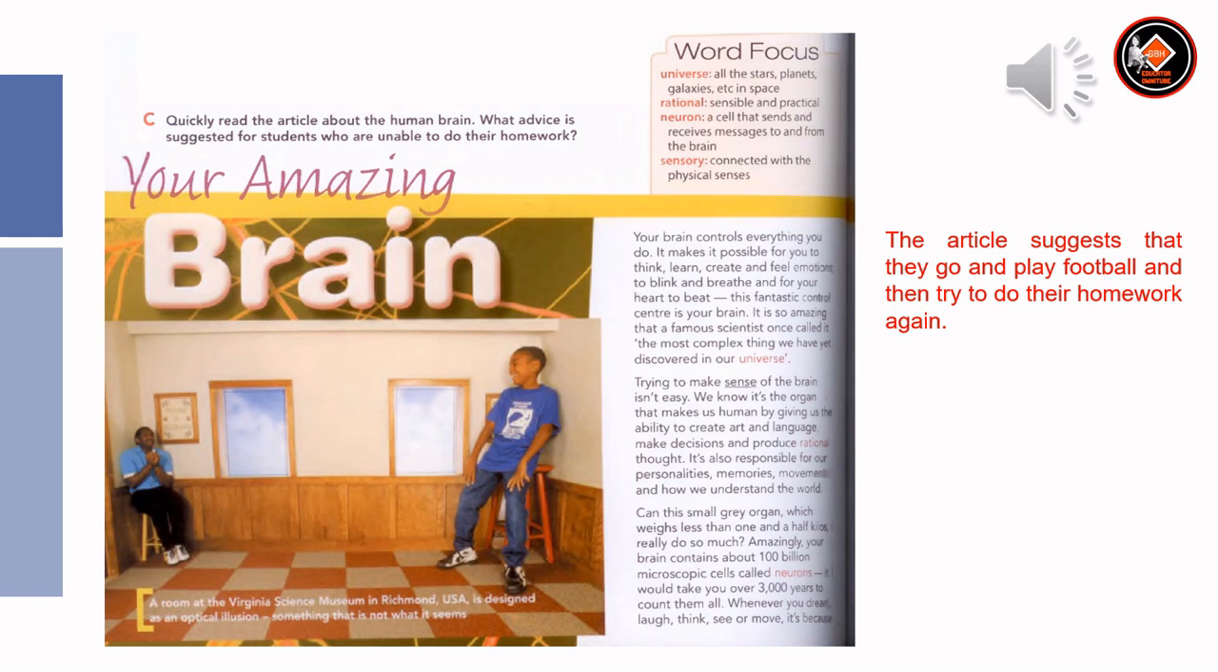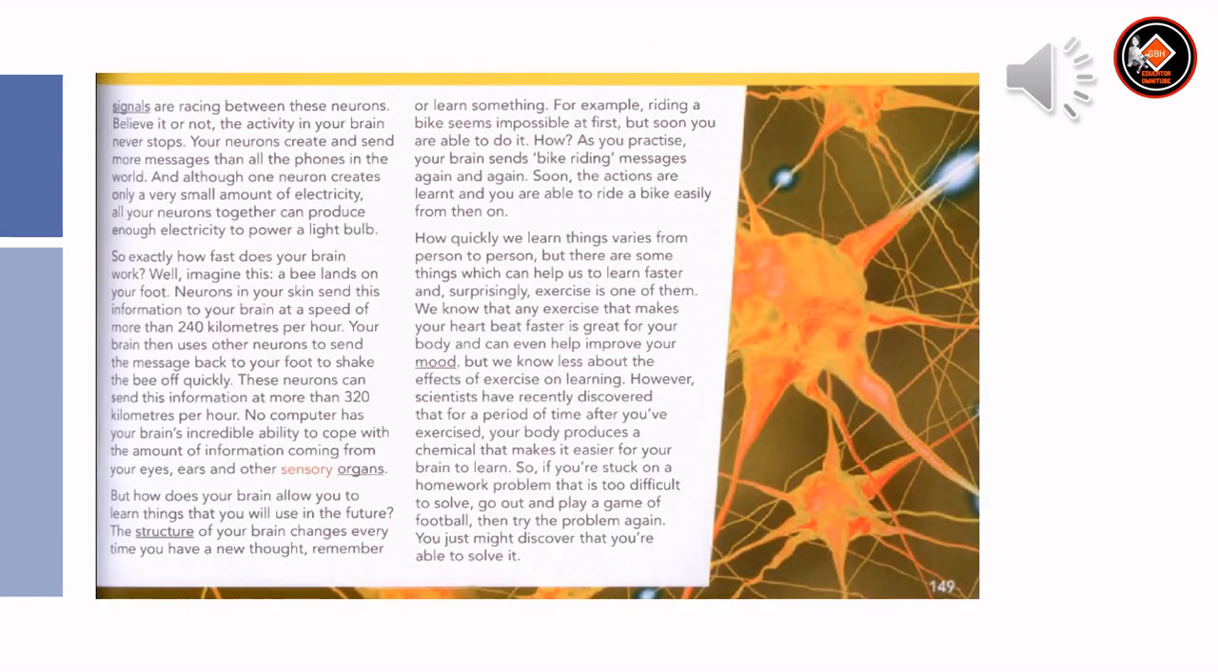Amazingly, your brain contains about 100 billion microscopic cells called neurons. It would take you over 3,000 years to count them all. Whenever you dream, laugh, think, see or move, it's because signals are racing between these neurons. Believe it or not, the activity in your brain never stops. Your neurons create and send more messages than all the phones in the world. And although one neuron creates only a very small amount of electricity, all your neurons together can produce enough electricity to power a light bulb.